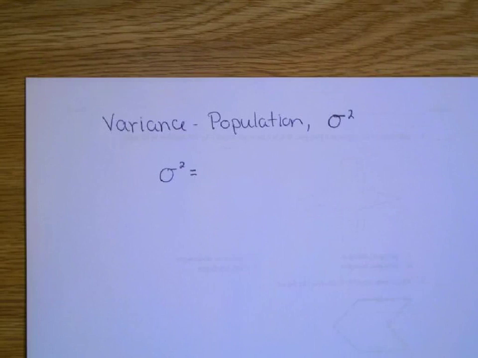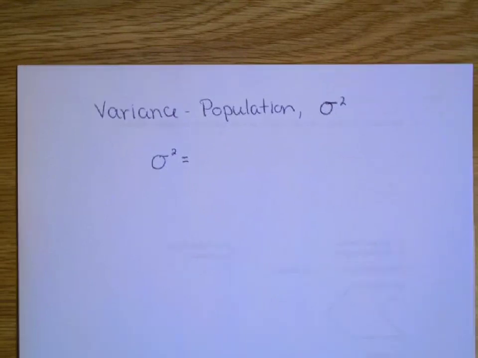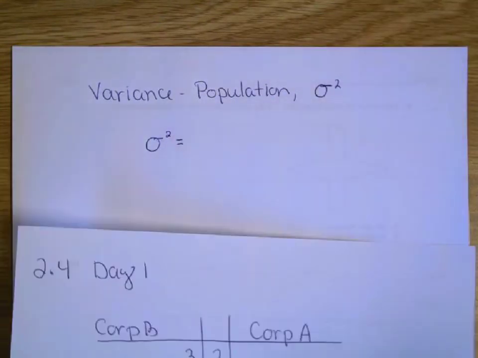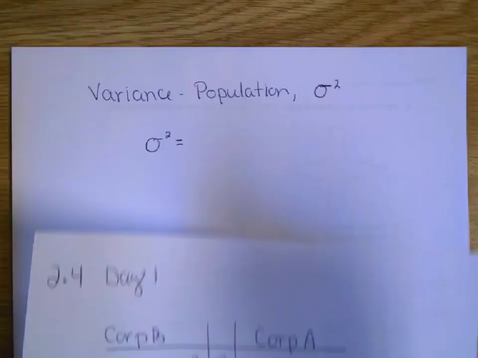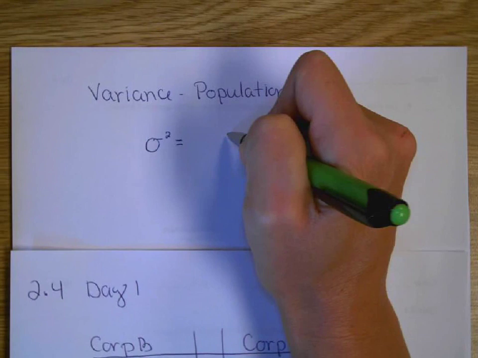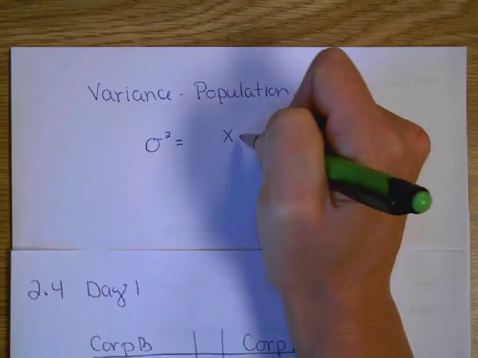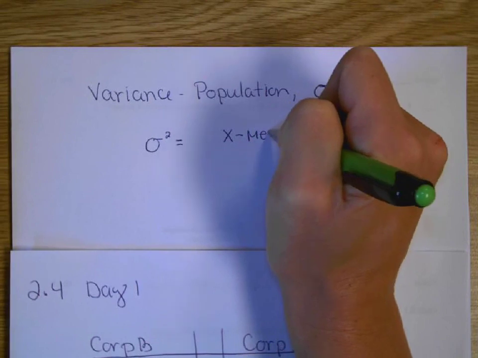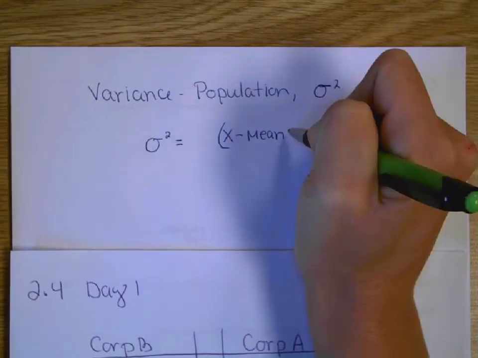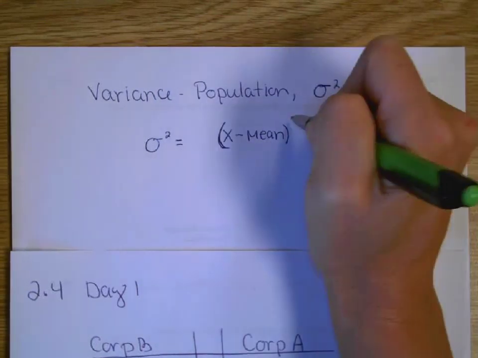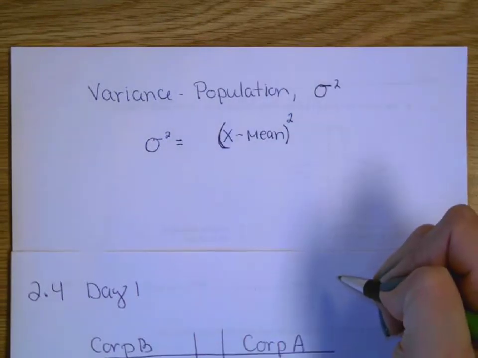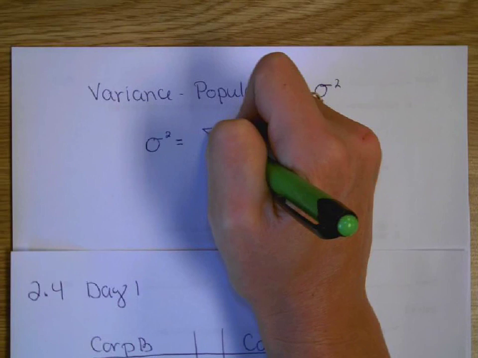Okay, so it's a longer process, and we're going to let the calculator do a lot of the work for us, but here's the way it works. We're going to find the average, which we did already, and then see how far away every one of our numbers is from the average. So the first thing, we're going to take each x value and subtract the mean of the data set. Then we're going to take those differences and square each one. Then we're going to add all of those squares together.